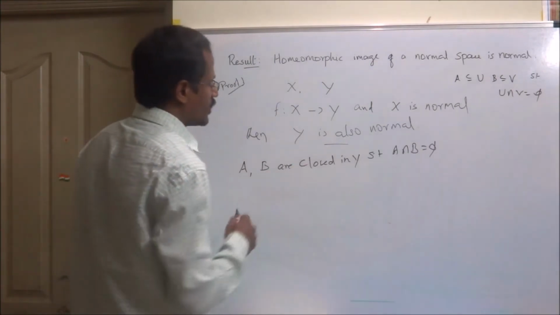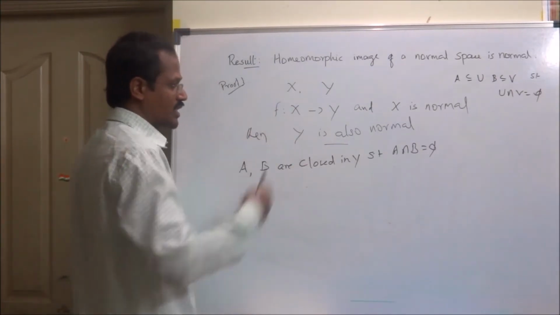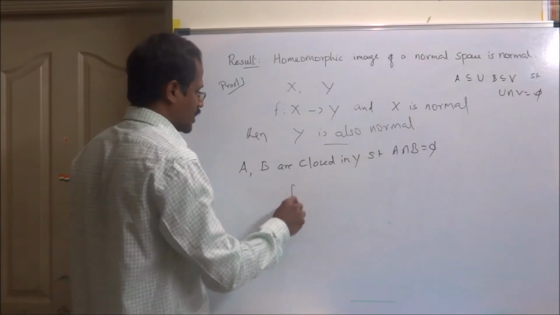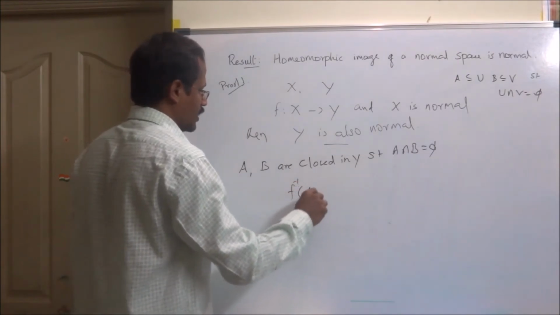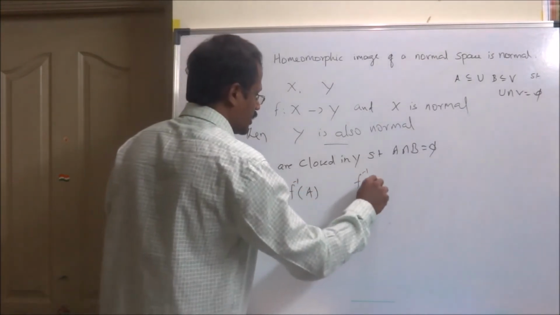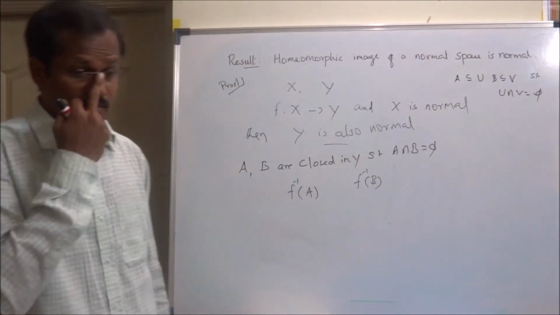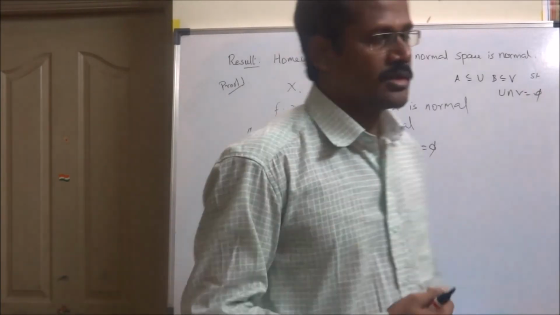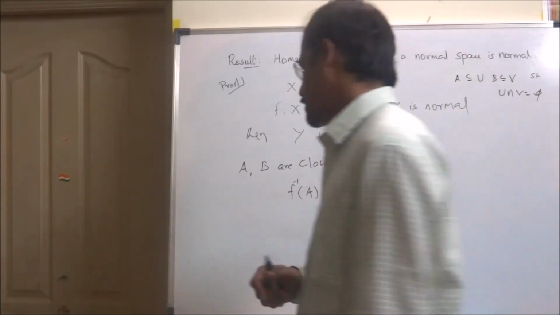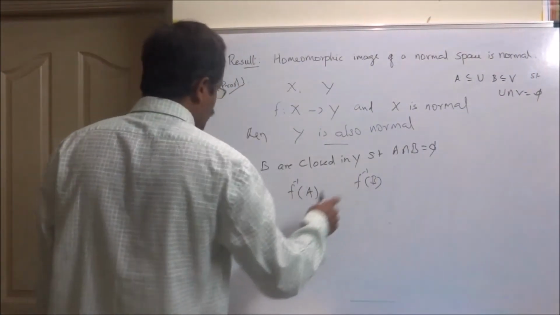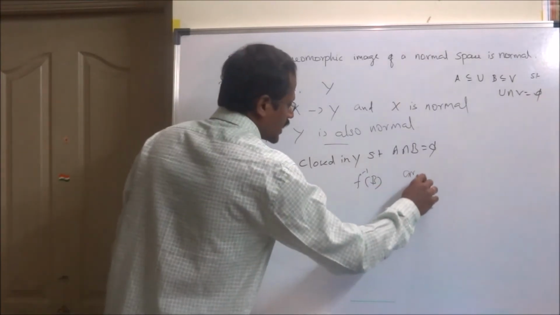A and B are closed in Y and f is a homeomorphism, therefore f is continuous. You have f inverse of A and f inverse of B as closed sets in X, because f is basically a continuous map, so the pullback of every closed set is closed. Therefore f inverse of A and f inverse of B are now closed in X.